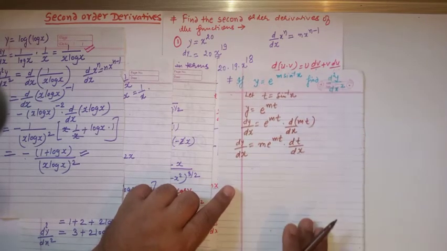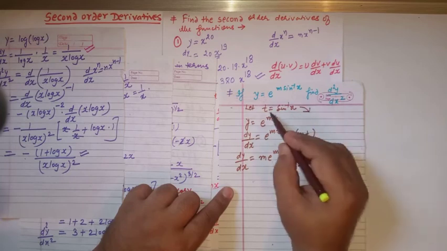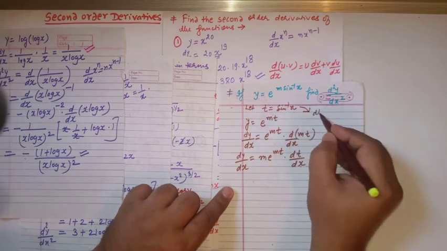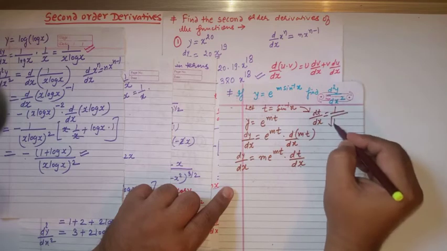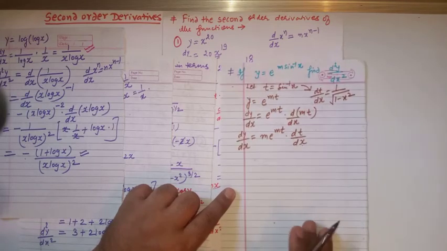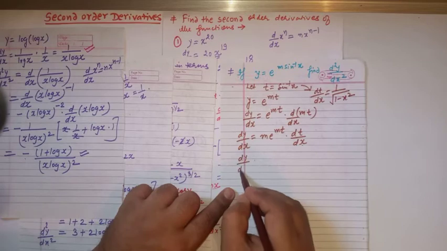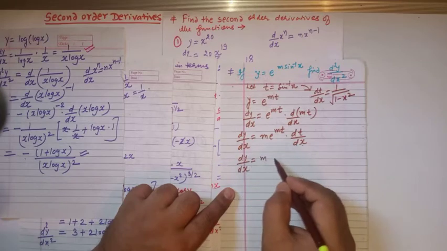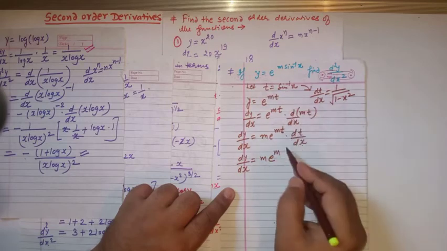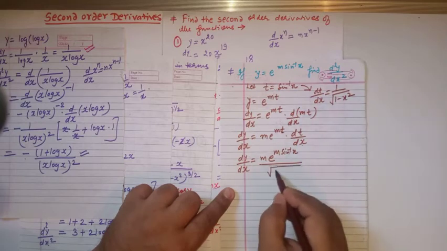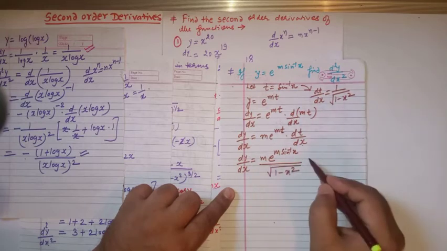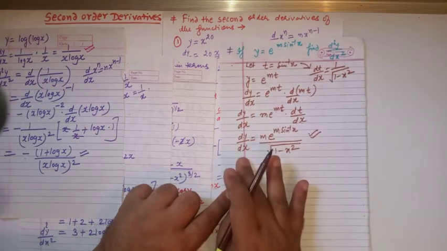Now dt over dx can be calculated from here. So dt over dx is 1 over square root of 1 minus x square. So dy over dx is equal to m e raised to mt, where t is sine inverse of x, divided by square root of 1 minus x square. So this is the first derivative.